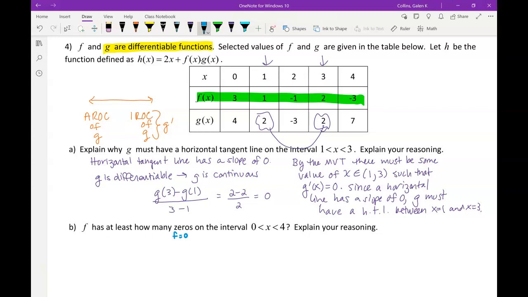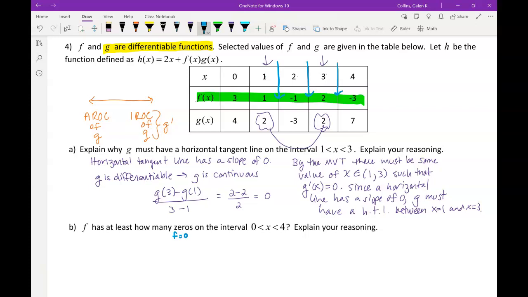All right, so again, I know f is differentiable, which means f is continuous. That means I can apply the intermediate value theorem. So if I think about all these points that are on the function f, I've got (0, 3), (1, 1), (2, -1), (3, 2), (4, -3). I know that f must have a 0 here because my f values change from a positive to a negative, and also here. And then also here. So there must be 3 zeros, right?